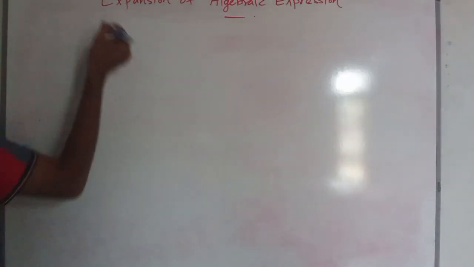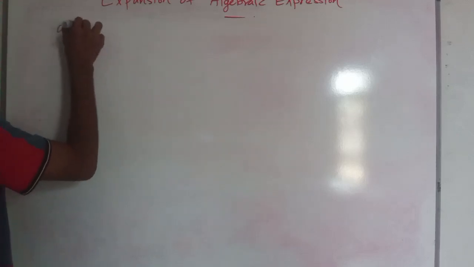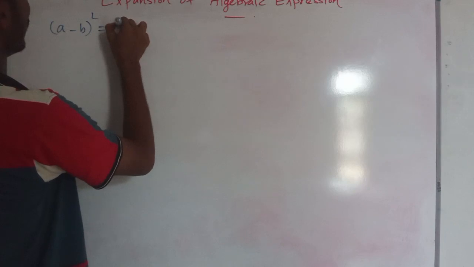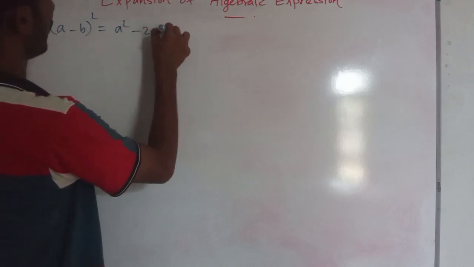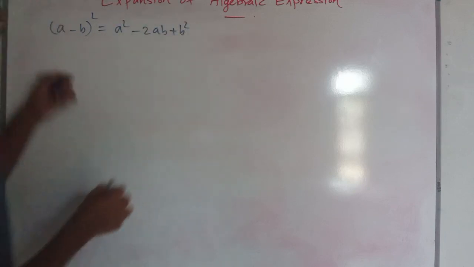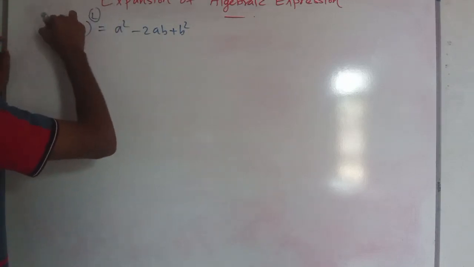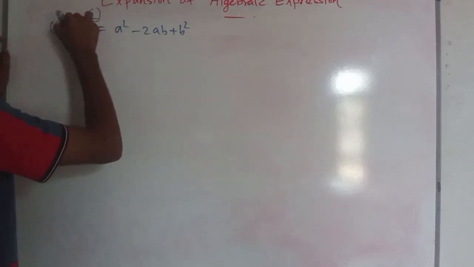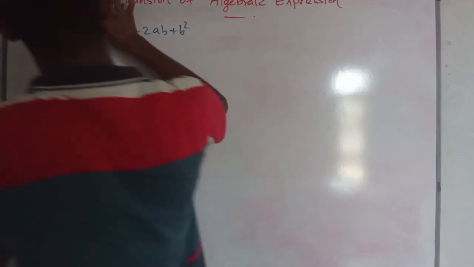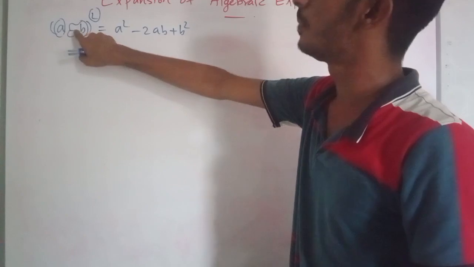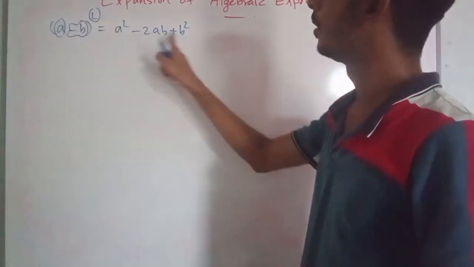Right? So we have already discussed that (A − B) holding square is equal to A² − 2AB + B². How is it coming? A square, then you see 2 into this A into this −B, so 2 times A times −B gives −2AB, plus (−B) holding square, that will give you B².